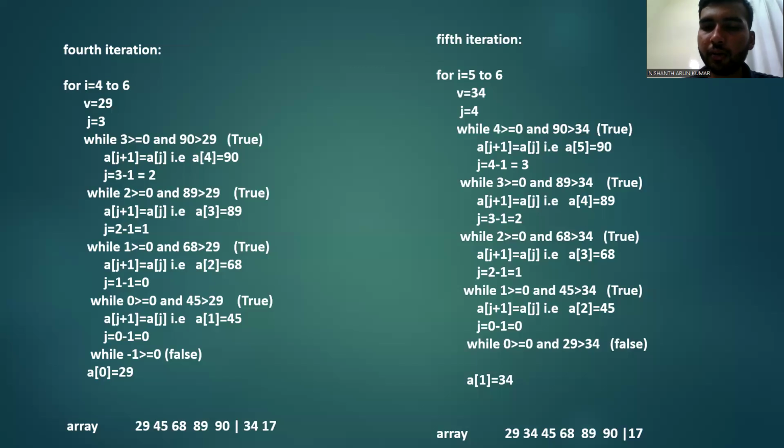J is equal to 1 minus 1, which is equal to 0. While 0 is greater than or equal to 0 and 29 is greater than 34, it is false. E of 1 is equal to 34. Then the array becomes 29, 34, 45, 68, 89, 90.